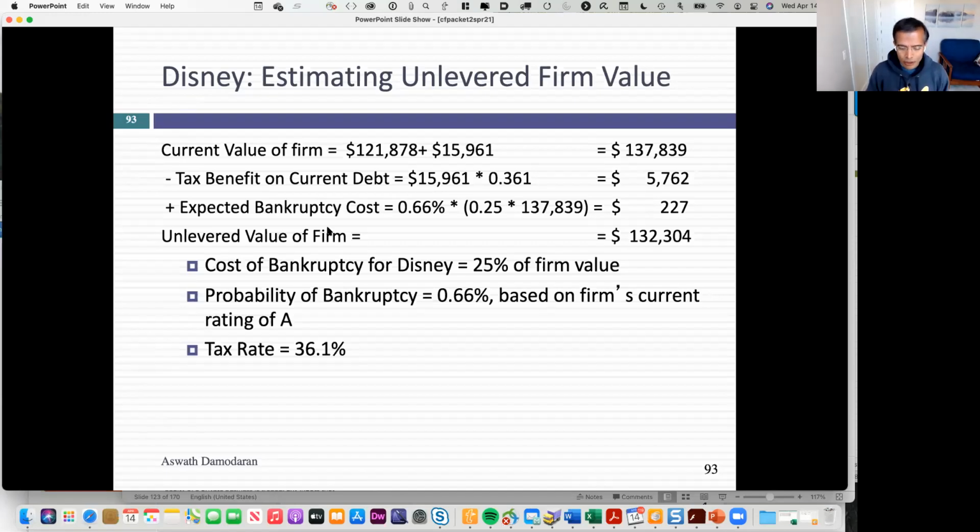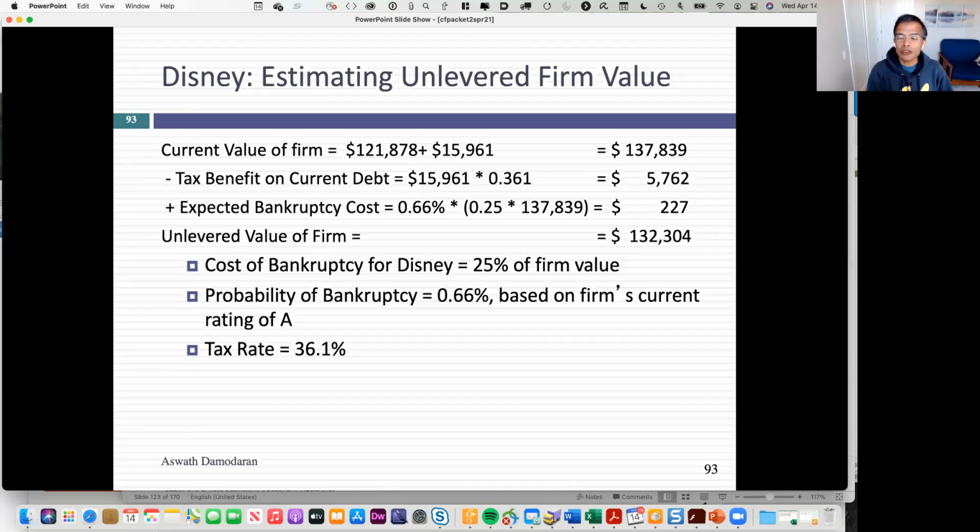So here's the first thing I do. I subtract out the tax benefits I would have on this 15.96 billion. Why subtract it out? Because if I have no debt, there'll be no tax benefits. And the shortcut that I'm going to use is I'm going to multiply the dollar debt by the tax rate. Now, this seems crazy because you just get the tax deduction of the interest expenses, but it turns out that if you take the present value of those tax benefits over time, the shortcut actually works pretty well.